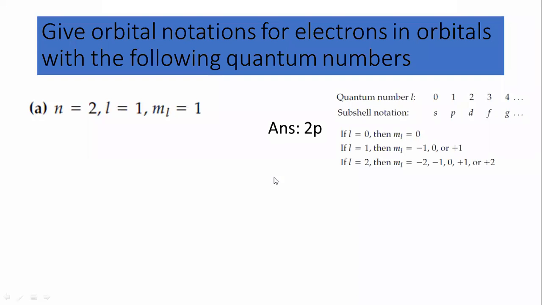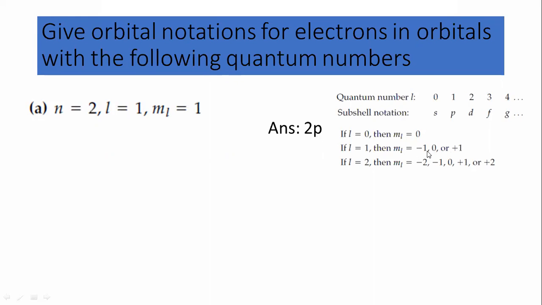Rightly you have said, because L is 1, and when the L value is 1, it is called p. And here this is the third quantum number. This is just giving the orientation of the orbital. So when the value of L is 1, it may be -1, it may be 0, it may be +1. That means it is in this range, so there is no need to write it again over here.